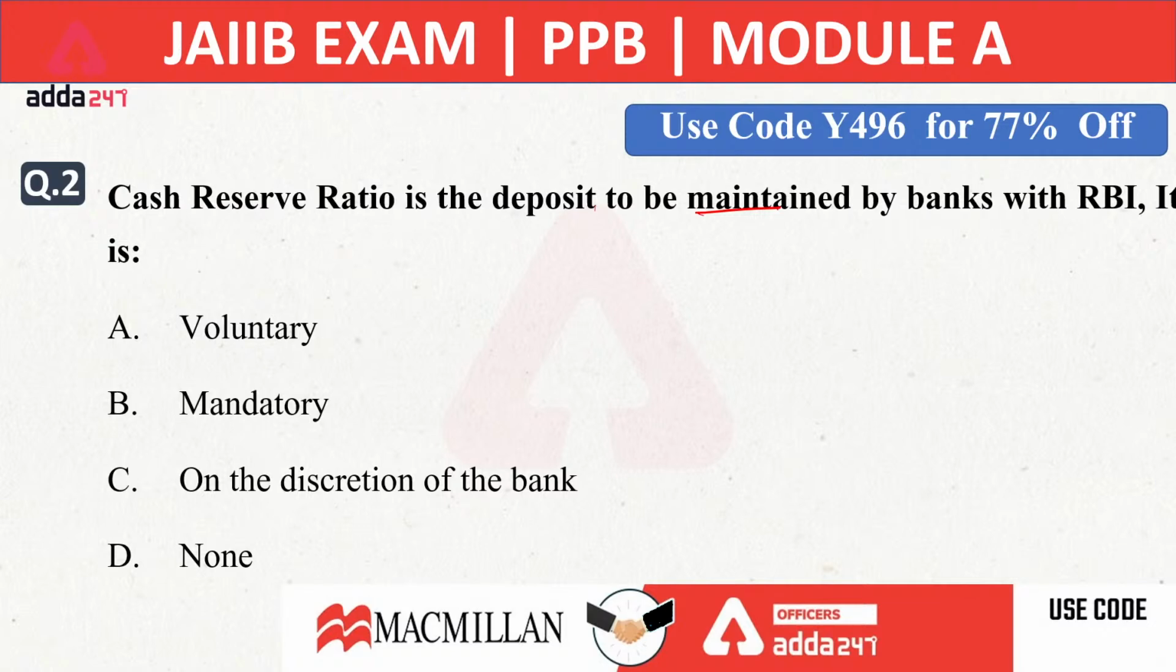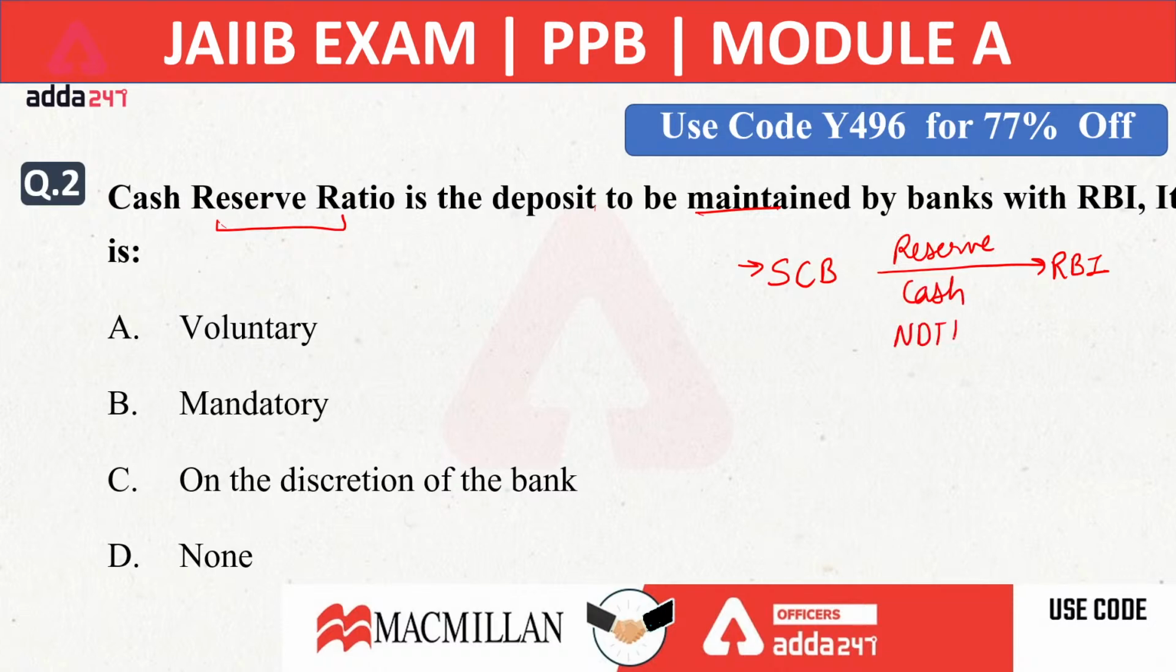When we are talking about cash reserve ratio, it is one of the reserve ratios, which is CRR. Now CRR will be maintained by all scheduled commercial banks with the Reserve Bank of India in the form of cash. Cash reserve ratio is a certain reserve maintained by all scheduled commercial banks with the Reserve Bank of India in the form of cash as a percentage of their NDTL. So all the scheduled commercial banks have to maintain a certain reserve as a percentage of their NDTL with the Reserve Bank of India in the form of cash.